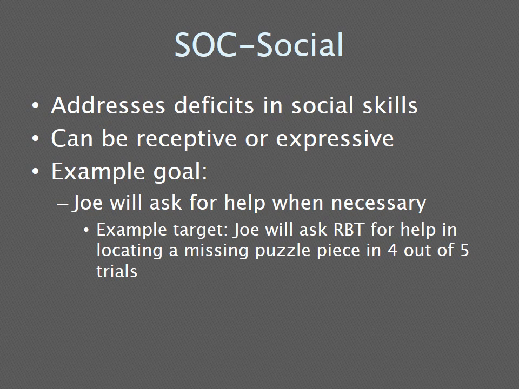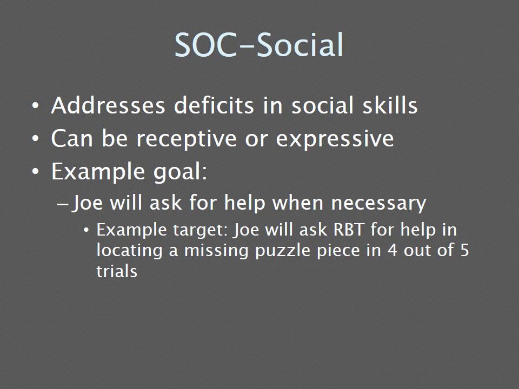SOC, or social. Social programs address deficits with social skills, which is, of course, a primary deficit within autism. It can be receptive or expressive. Example goals might include something like Joe will ask for help when necessary, while the target within that would be that Joe would ask the RBT for help in locating a missing puzzle piece in 4 out of 5 trials.